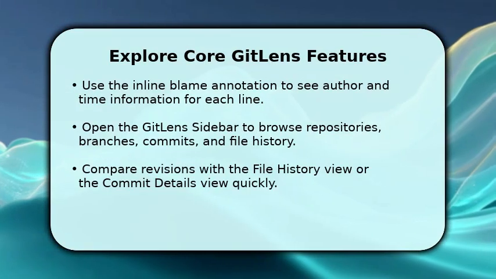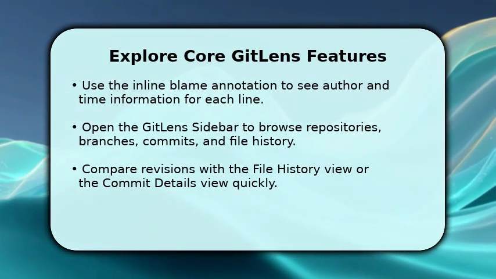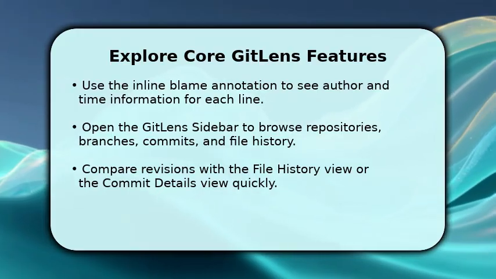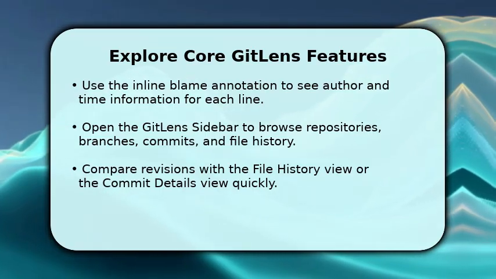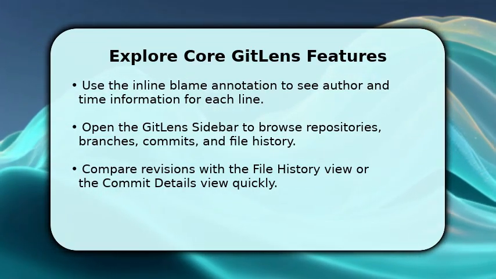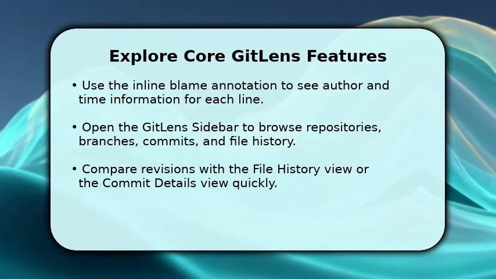Use the inline blame annotation to see author and time information for each line directly in the editor. Open the GitLens sidebar to browse repositories, branches, commits, and file history without leaving Visual Studio Code.